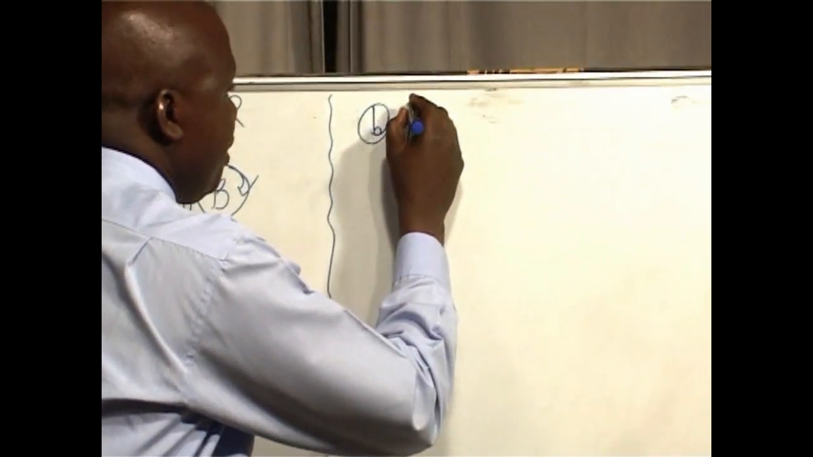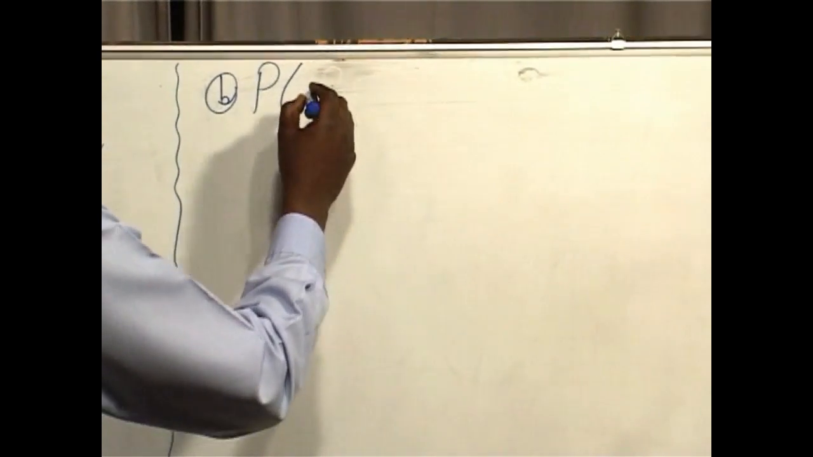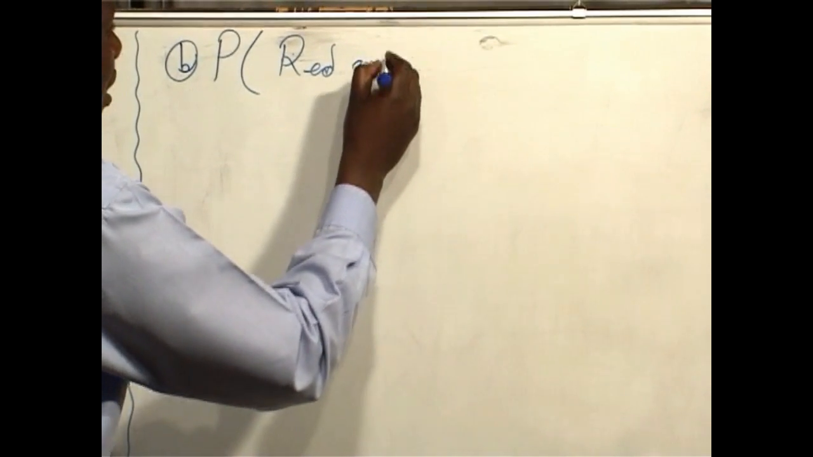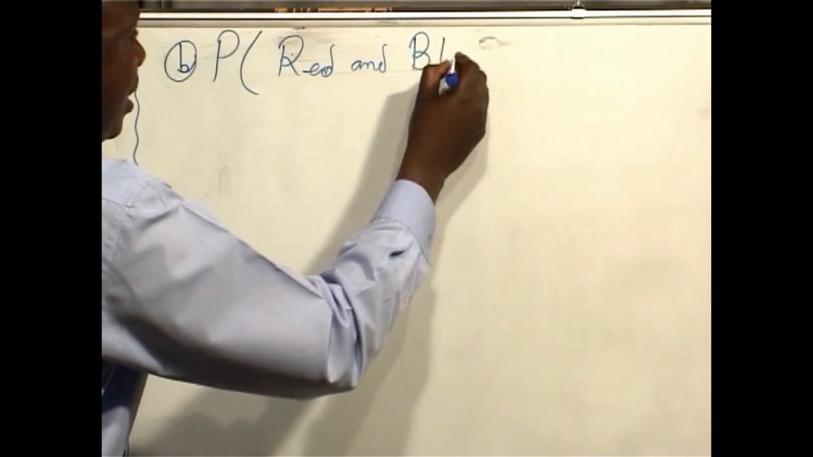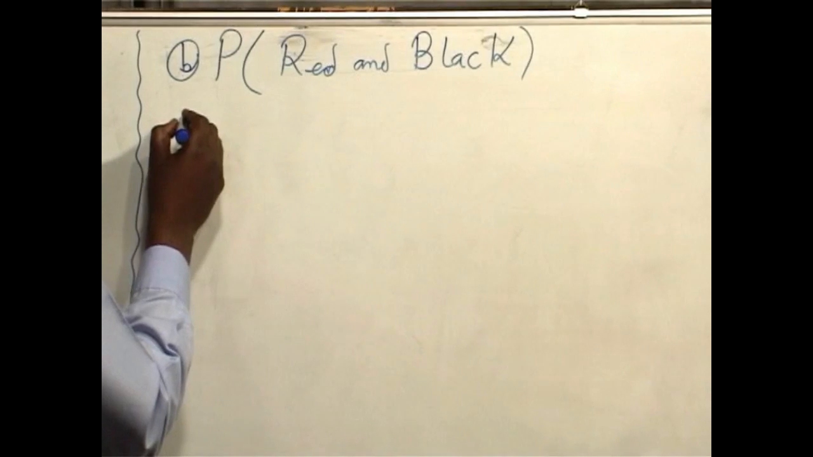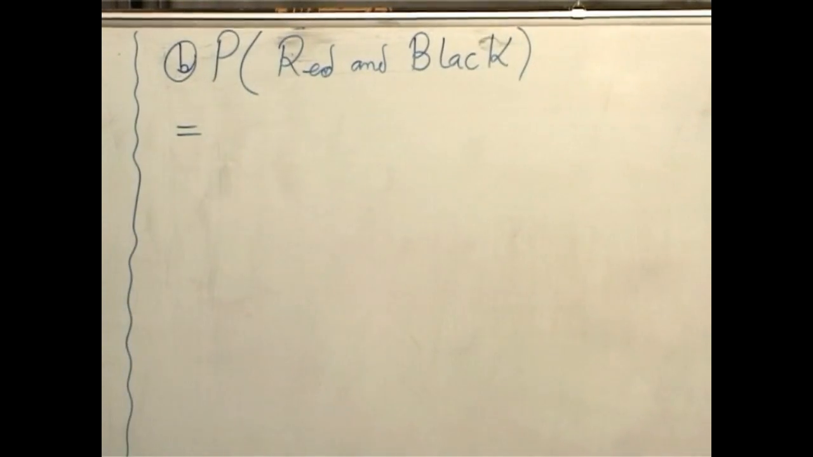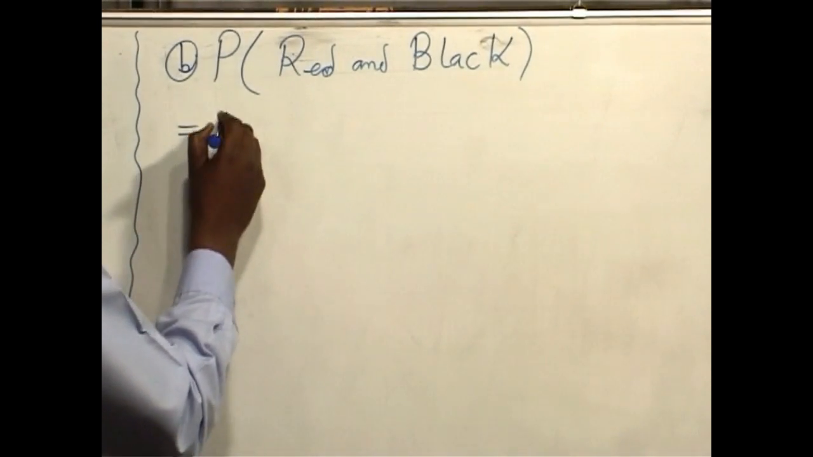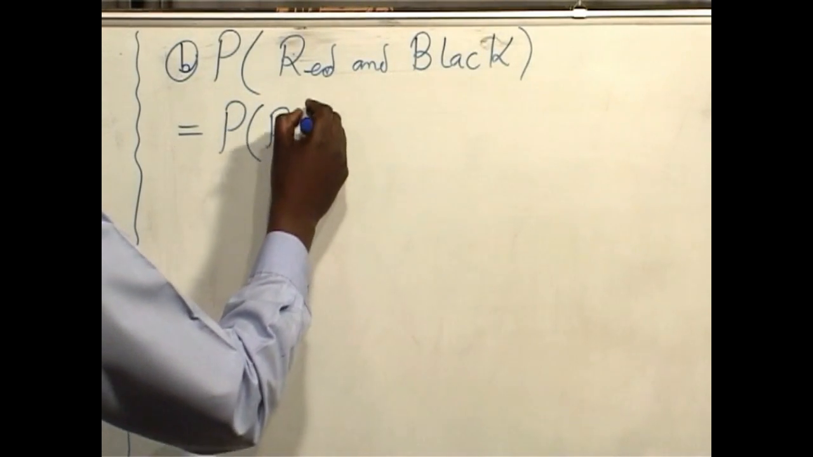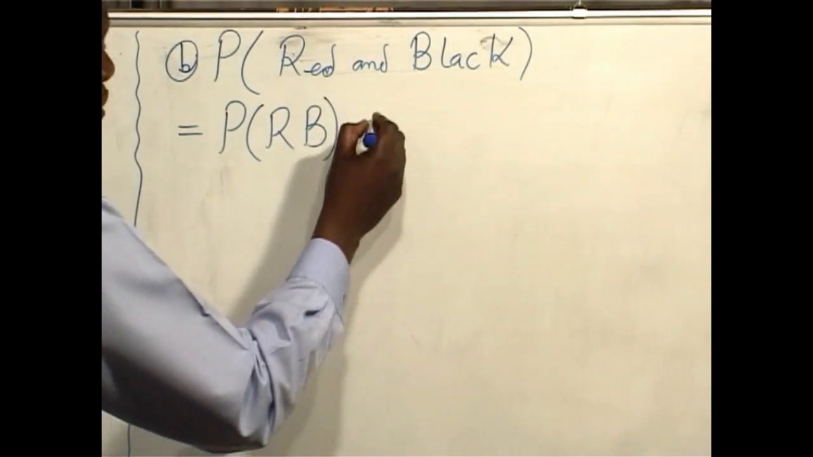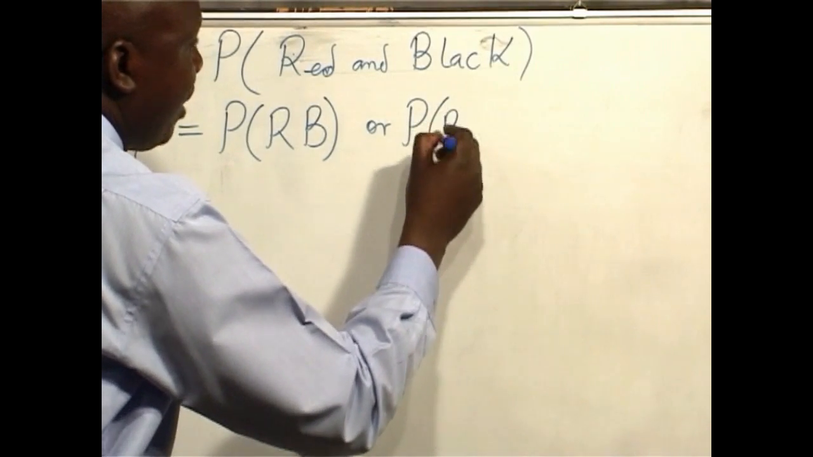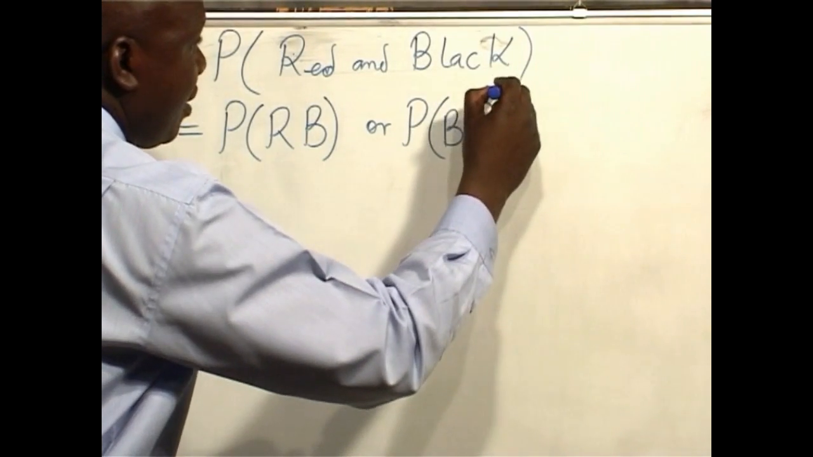P for probability, red and black. And like I said, the order is not very important, meaning we have two possible combinations. It's either you have the probability of red followed by black, or the probability of black followed by red.